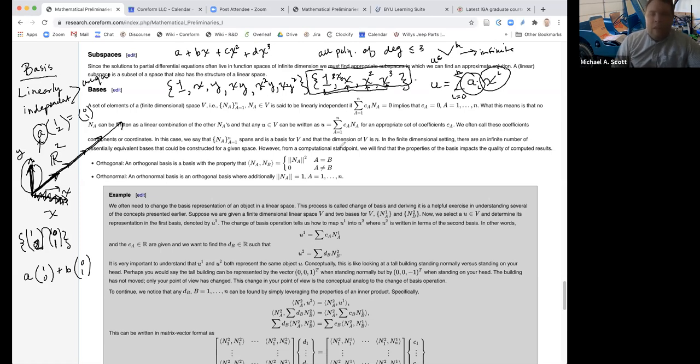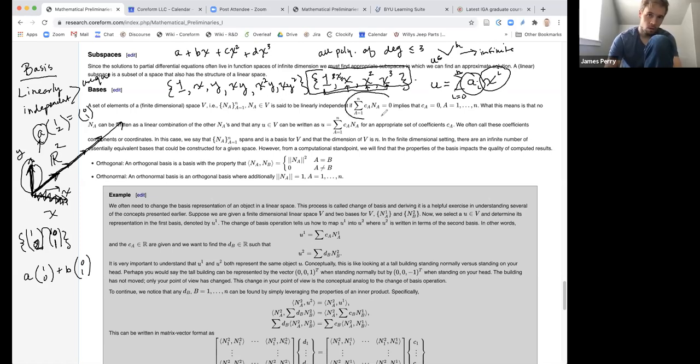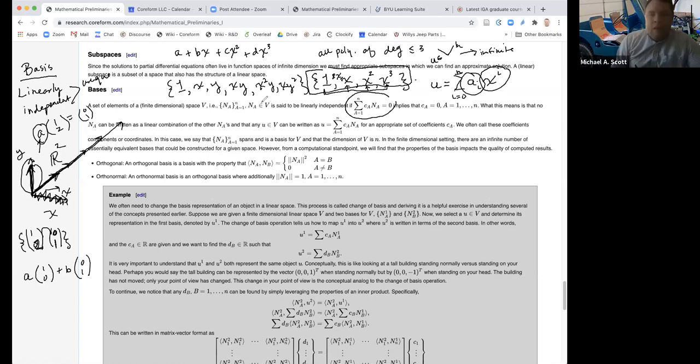And the way that we say this in general is this equation right here. We say a set of functions or a set of basis vectors is said to be linearly independent if this holds: if we take a linear combination and set it equal to 0, then the only way that this happens is if c_a is equal to 0 for all the a's, right? In other words, the only vector that satisfies this is the 0 vector. Okay, that is the defining characteristic of a basis.